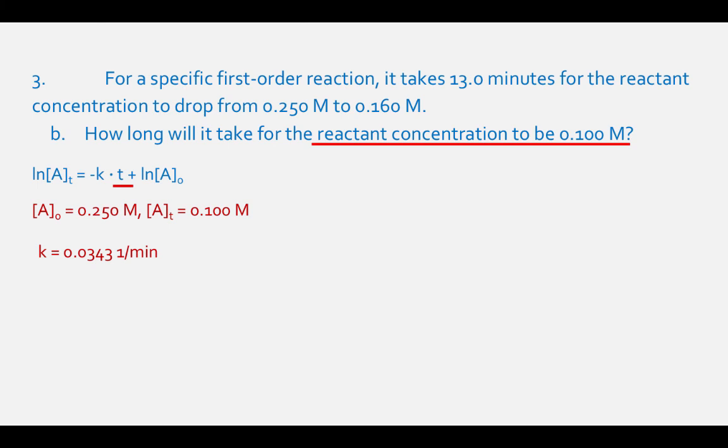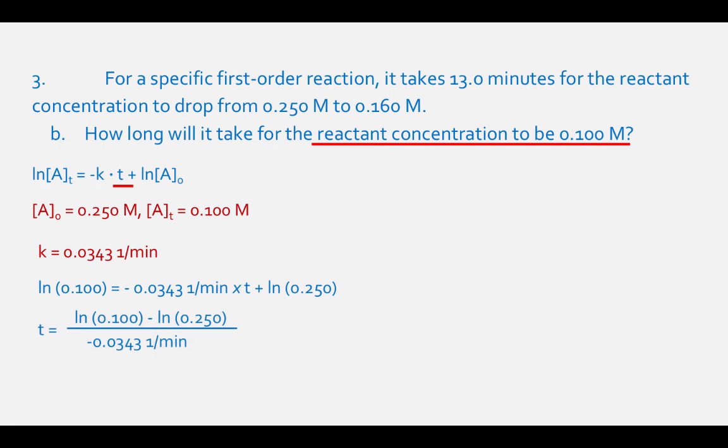0.0343 1/minute. Plug the values into the equation and you will get the natural log of 0.100 equals the negative of 0.0343 1/minute times the time plus the natural log of 0.250. Time equals natural log of 0.100 minus the natural log of 0.250 divided by the negative of 0.0343 1/minute, which equals 26.7 minutes. Does this answer make sense?